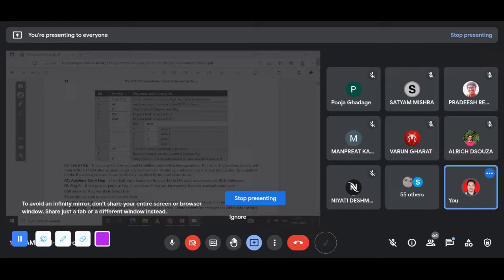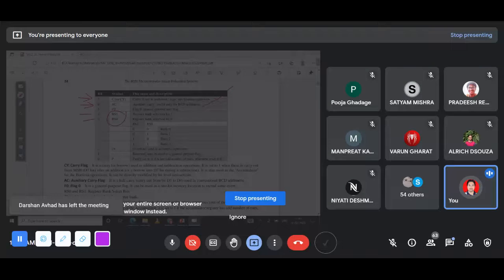see the table. Carry flag, I have just explained to you, is the 7th bit, used in arithmetic, logic and boolean operations. Auxiliary carry I have explained, 6th bit. Auxiliary carry is useful only for BCD arithmetic operations. F0 I am going to explain. See this RS0 and RS1, that is the 3rd bit and 4th bit. This is used to select your register bank.